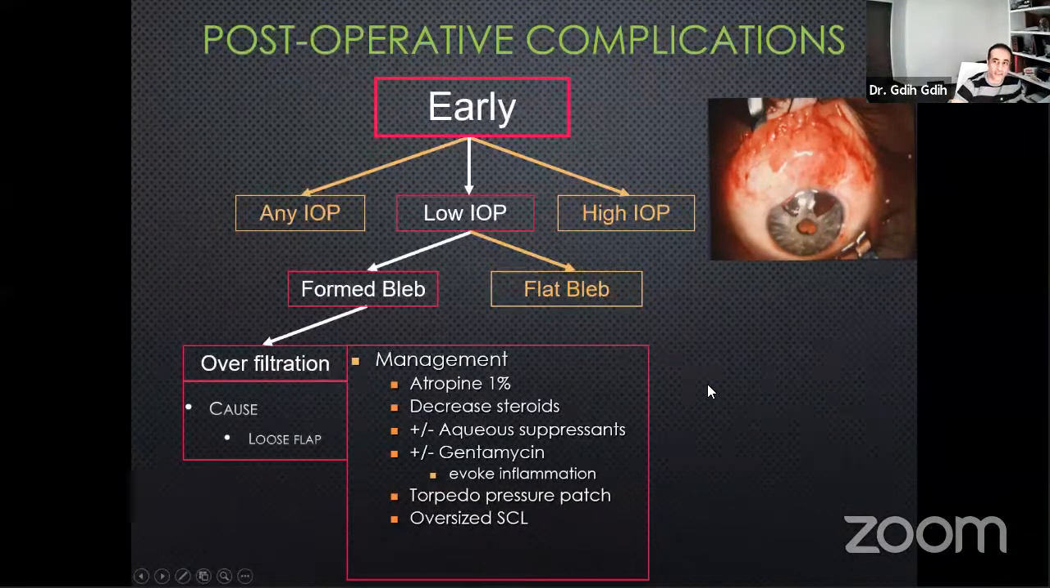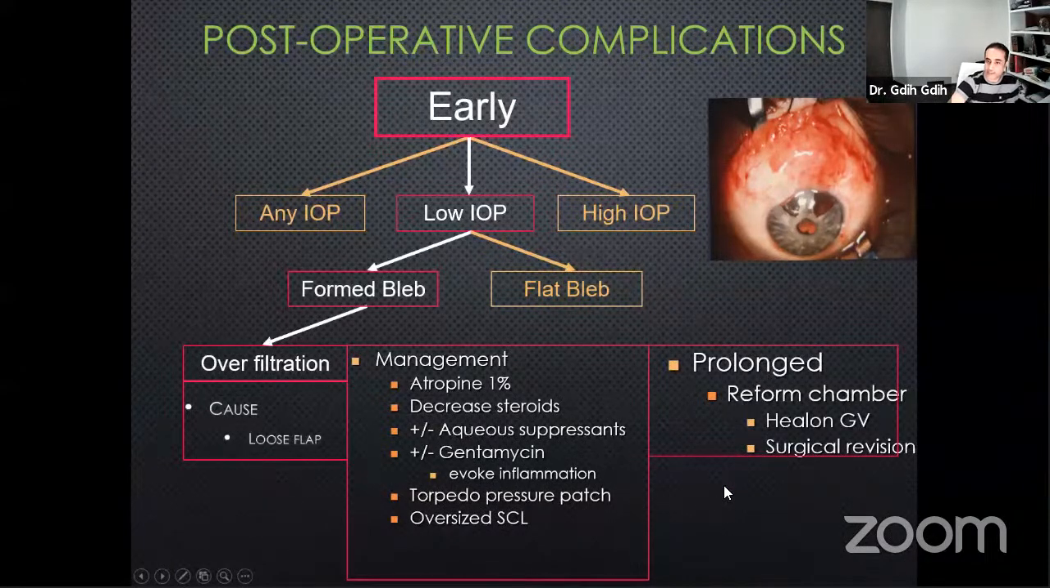Torpedo pressure patch above the flap is not a bad idea. And torpedo patch, by the way, is where you take a small patch and wrap it around and make some pressure points and direct it just over the flap area and put a tight pressure on it. Or an oversized scleral contact lens can also be used. If it is prolonged, reform the chamber with Healon GV or surgical revision.